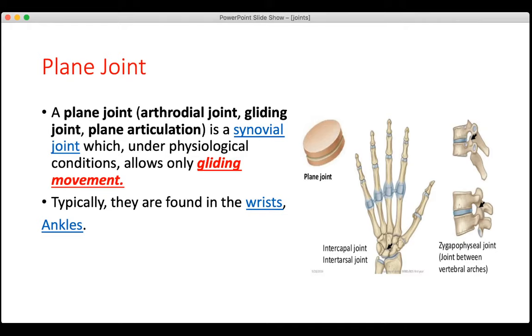So coming to the first category, which is known as the plane joint. Plane joint means very plain in shape, or the way they are connected is very plain. There is no complexity involved, and the movement they allow is gliding movement. Gliding means one glides over the other, and this joint allows that kind of movement. It is a synovial joint which under physiological conditions allows gliding movements, and typically they are present in the wrists or ankles.